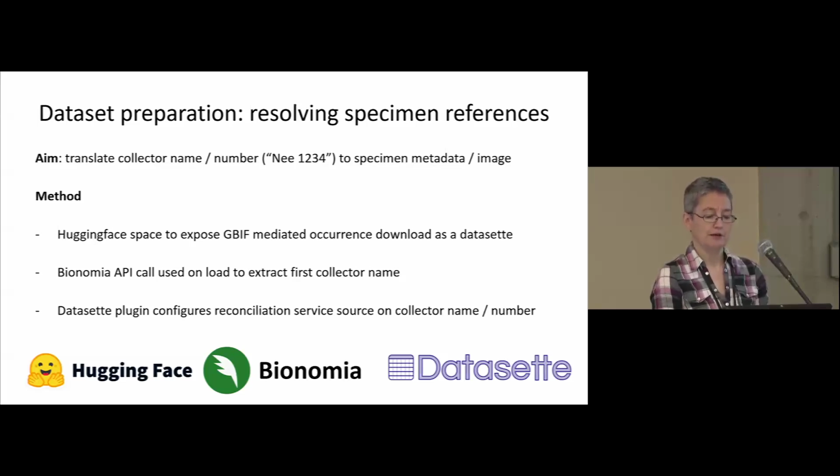And also I made a reconciliation service using a plugin to dataset. So this is all no code stuff, all using APIs from someone else. So now I can fire a collector name and number against this dataset and get specimen references back. This is the kind of thing that Siobhan is gone now, but it's the kind of thing she was talking about in her previous question in the previous session.